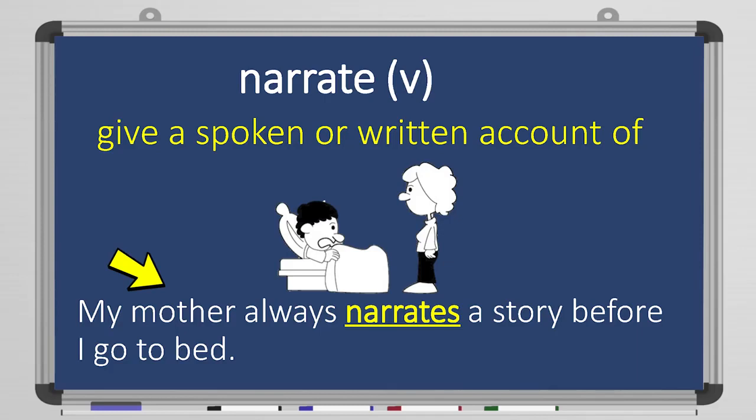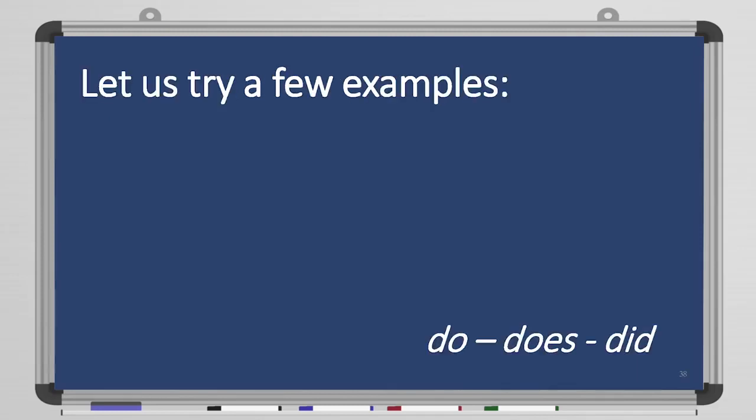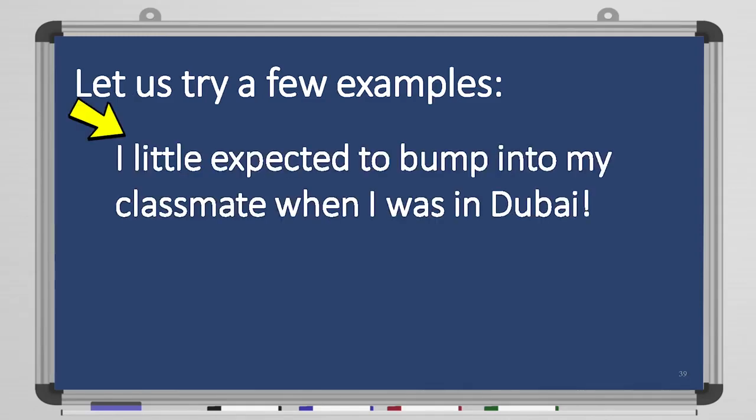Now that we know this word, let's move on to another example to make sure that you really got inversion. I little expected to bump into my classmate when I was in Dubai. I little expected. Where is our main verb? Don't get scared. If you get stuck, try to look for the verb first or the subject, whichever makes you happier or more comfortable. I, obviously, is the subject. Little expected. So expected here is the verb. So is there a helping verb or an auxiliary verb in the sentence? No. So we're going to simply fill in the equation.